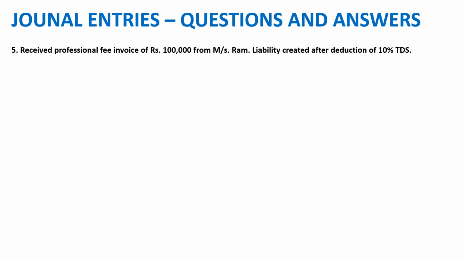Next transaction, received professional fee invoice of rupees 1 lakh from Ram, liability created after deduction of 10% TDS. So professional fee expenses has to be debited, that is 1 lakh rupees. To TDS payable 10,000 because you are deducting TDS of 10% and this TDS will be paid to the government. And what is the net amount you're going to pay Ram? It is 90,000 rupees, right? So TDS payable is a liability, increase in liability is credited. Ram is a liability, increase in liability is credited to Mr. Ram.